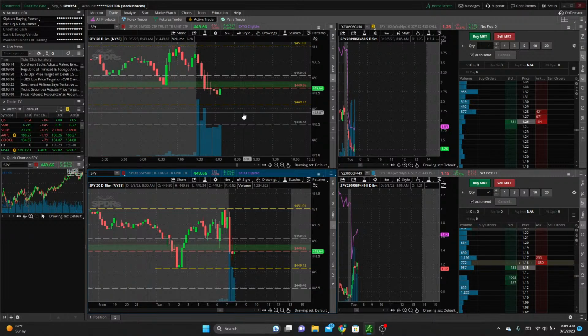Coming to a close here. We'll see if we can maintain that zone and close below it.